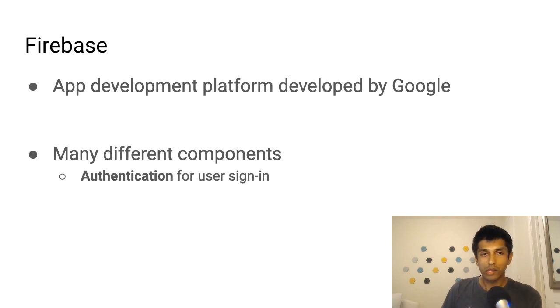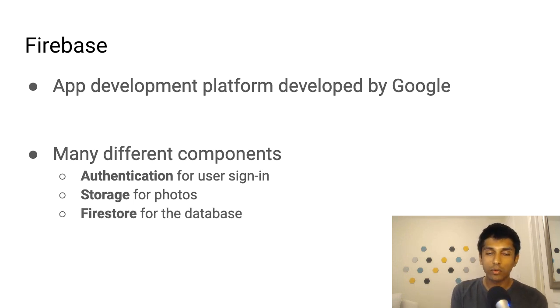The three services that we're going to use are number one, authentication for user sign-in, Firebase storage for storing the photos of our Instagram posts, and finally, Firestore, which is for the database. So I think authentication and storage, I'll show you how to use them as we get to the implementation of them, but they're fairly straightforward. So I want to spend more time talking about Firestore and how we're going to structure our database.